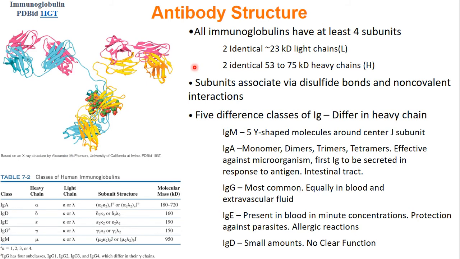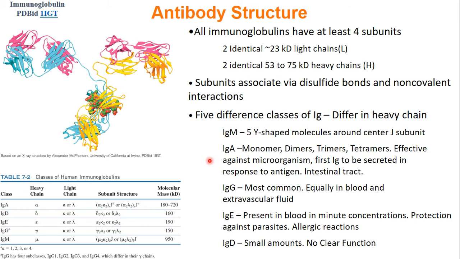Now let's look at the antibodies or immunoglobulins. All antibodies have the same general structure. They have 4 subunits. 2 we call light chains because they're lighter than our 2 identical heavy chains. And the different subunits all associate via disulfide bonds and non-covalent interactions. So these 4 different subunits are not covalently connected. And we have discovered that there are 5 different classes of immunoglobulins, and the difference is in the heavy chain. So IgMs are your Y-shaped molecules, and they're centered around the J subunit. You have 5 of those.